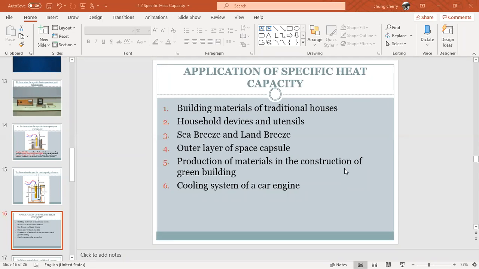Okay, so these are the 6 examples which apply specific heat capacity: building material of a traditional house, household devices and utensils, sea breeze and land breeze, which happen at the beach side, the outer layer of a space capsule, the production of material in the construction of green buildings, and also the cooling system of a car engine.